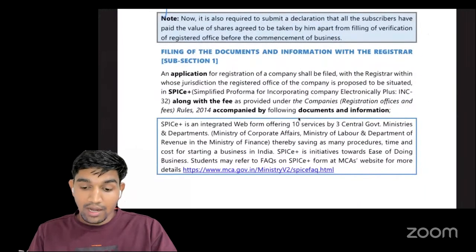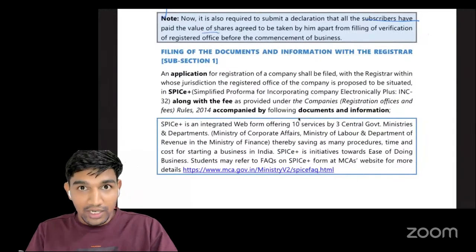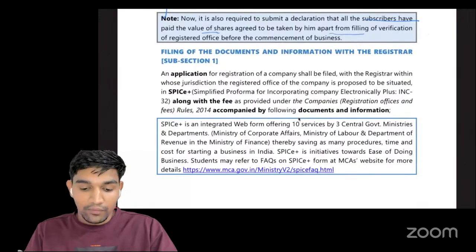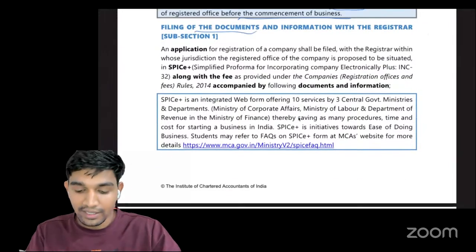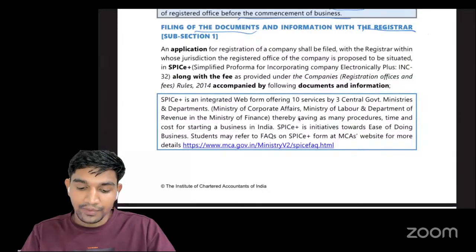It is also required to submit a declaration that all the subscribers have paid the value of shares agreed to be taken by them, apart from filing of verification of registered office before the commencement of business. Now, filing of the documents and information with the registrar.